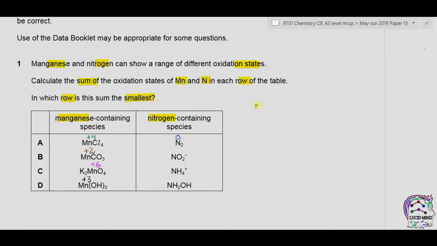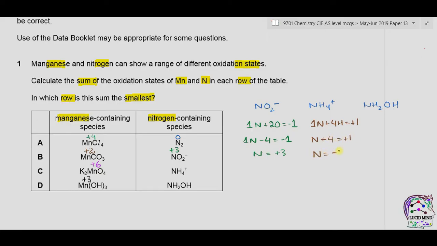And then we have NO2 negative. Then NH4 positive and NH2OH. In the first one we have 1 nitrogen, 2 oxygens and overall charge is -1. So 1 nitrogen minus 4 equals -1. So nitrogen equals +3. So it is +3 in NO2. In second one we have ammonium ion, 1 nitrogen, 4 hydrogens and overall charge is +1. As nitrogen is more electronegative, the charge on hydrogen will be positive. So it is +4. So now nitrogen will be equal to -3.